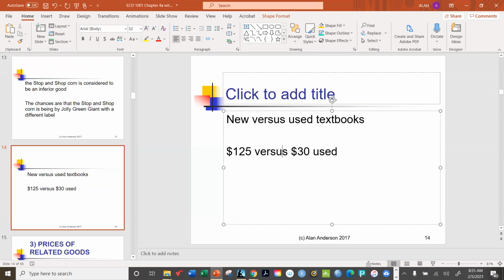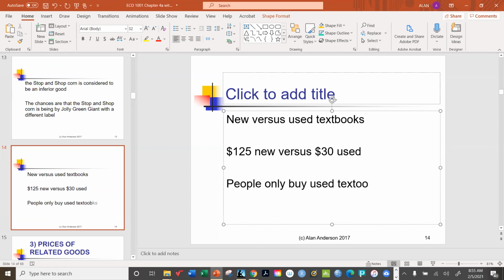So what exactly is going on here? Well, why would you ever buy a used book? Nobody wants a used book, of course, because somebody else has written in it. They may have spilled things on it, things like that. So people only buy used textbooks because they can't afford the new ones.